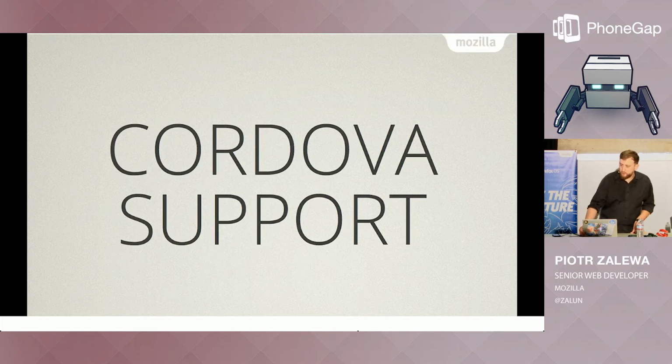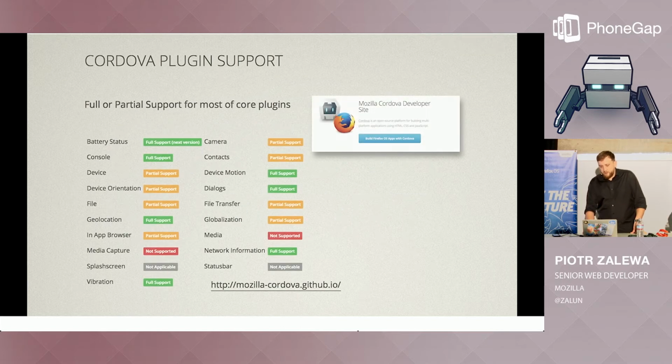So finally, Cordova support. Cordova support is done through plugins, and only two plugins are not supported at the moment, which are media capture and network information and media. The majority of it is fully supported, but some are partially supported, like camera, for example. So you don't have access to the camera until Firefox OS 2.0. To get an image from the camera, you need to use web activities, and the camera plugin is actually using a web activity to get the image.